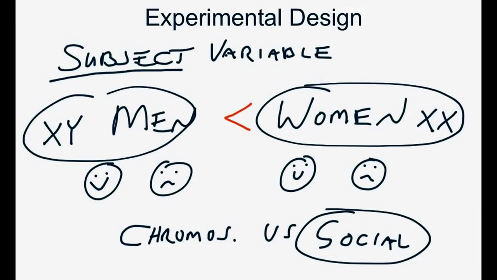And if we raise men to be more in tune to emotions of others, then the difference might erase or might disappear. So again, it's not the gender that's causing it, it's the socialization of the two groups that causes the difference. So that would be a subject variable, when the researchers are comparing some characteristic about the participants that the researcher cannot manipulate. And when we have experiments like that, it introduces a little bit of uncertainty about the research hypothesis.